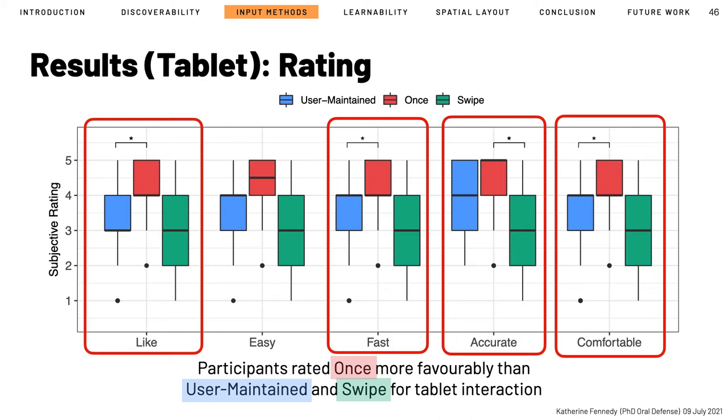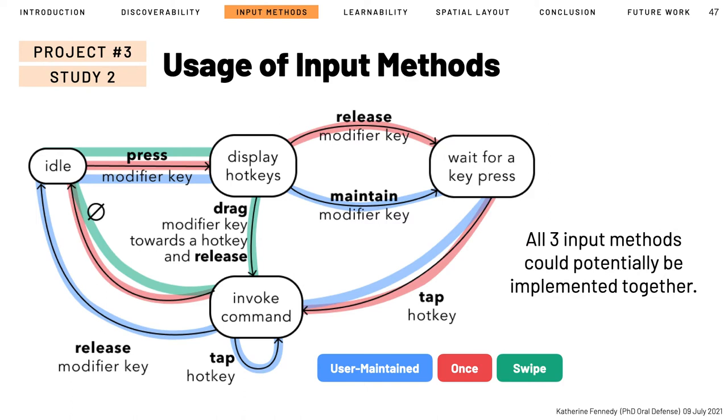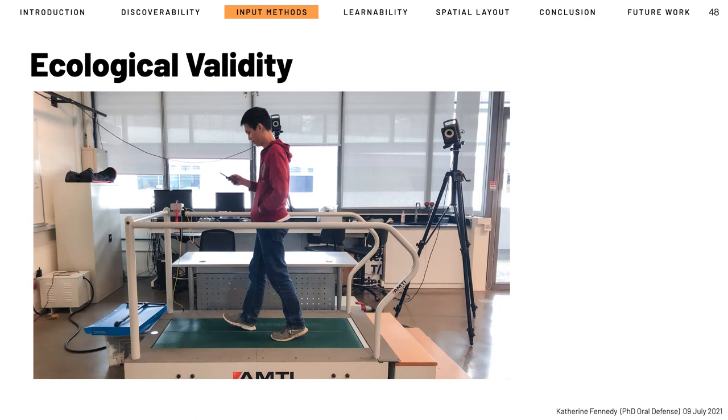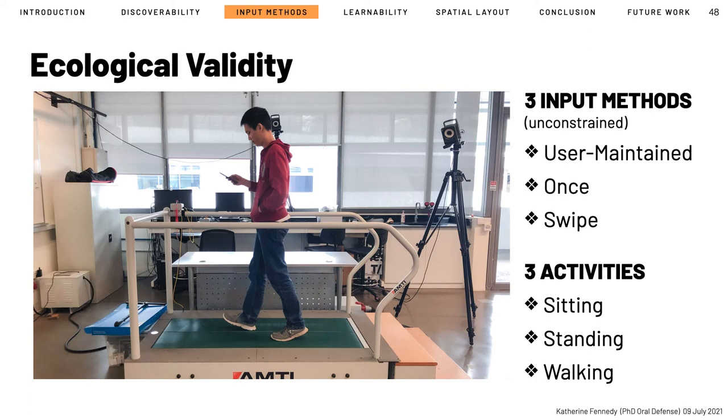Now we proceed to the second study focusing on usage adoption. Since the three input methods are compatible with one another, they could potentially be implemented together. So users have the freedom to use the one that they want depending on their preference. We were interested to see how the results from study one would translate when evaluated in a more realistic environment. Which of the three input methods would users adopt when they are not constrained? And were tested across different configurations and mobility conditions like sitting, standing, and walking.